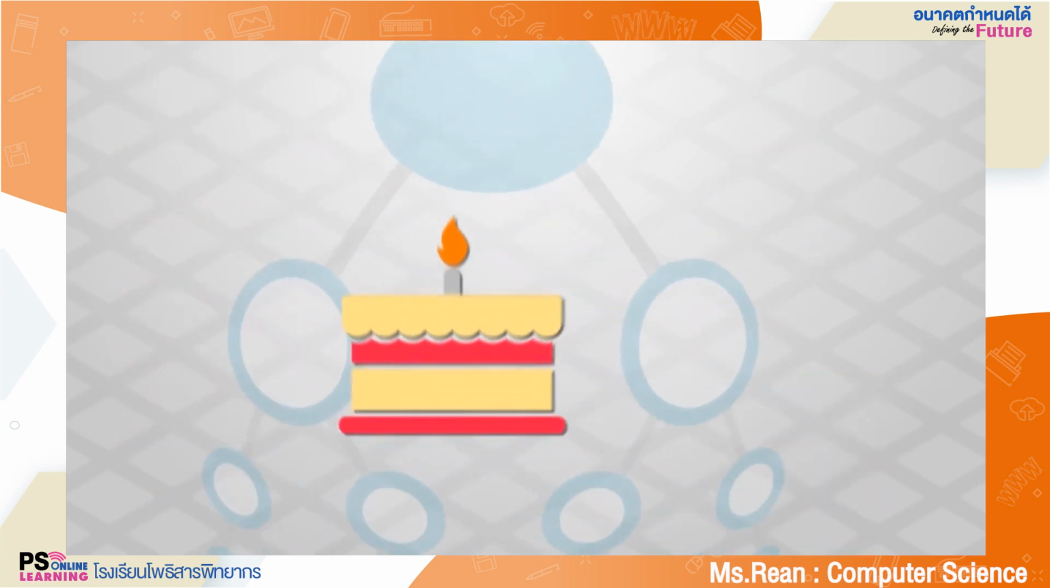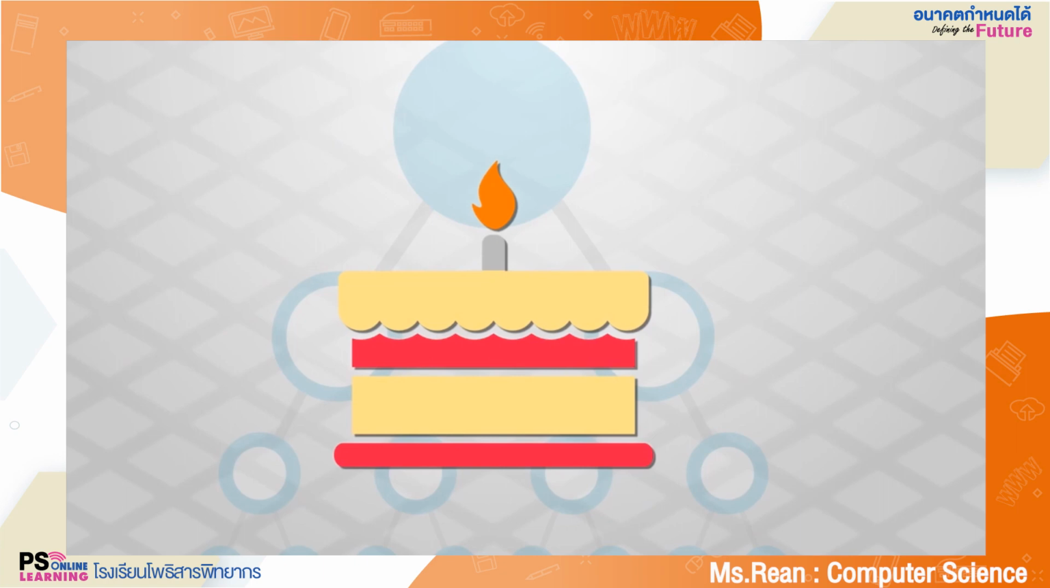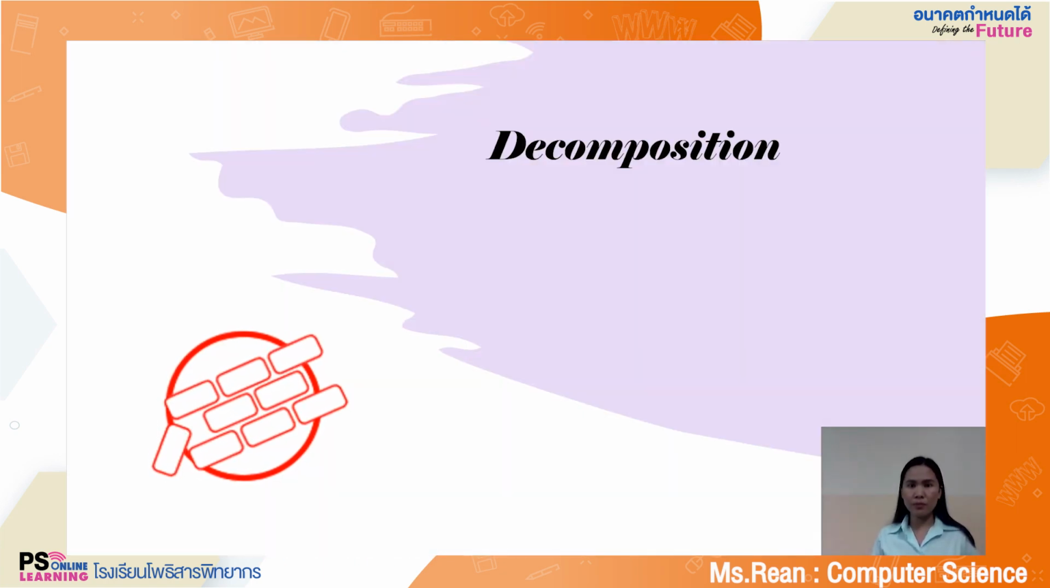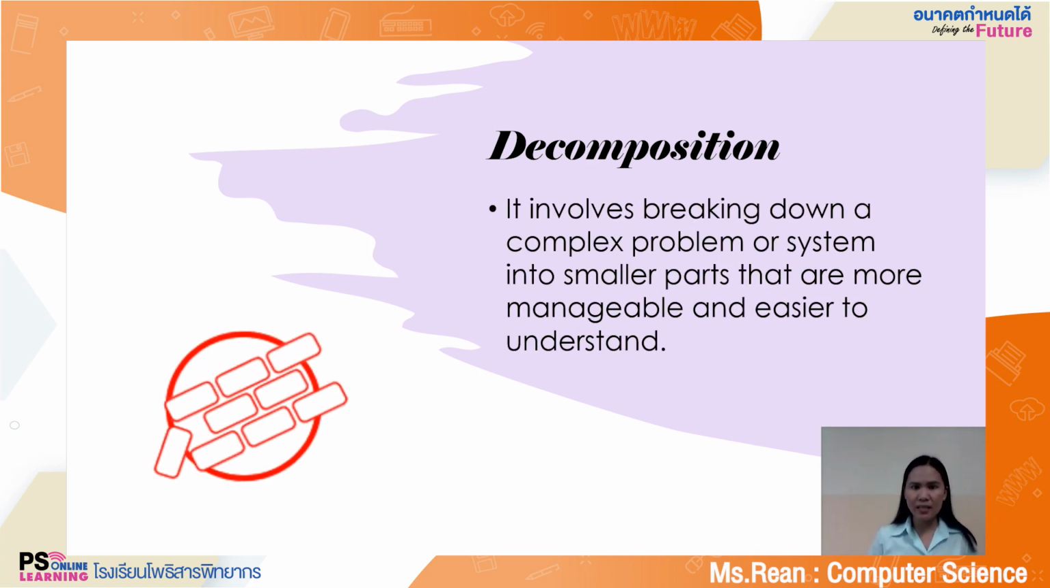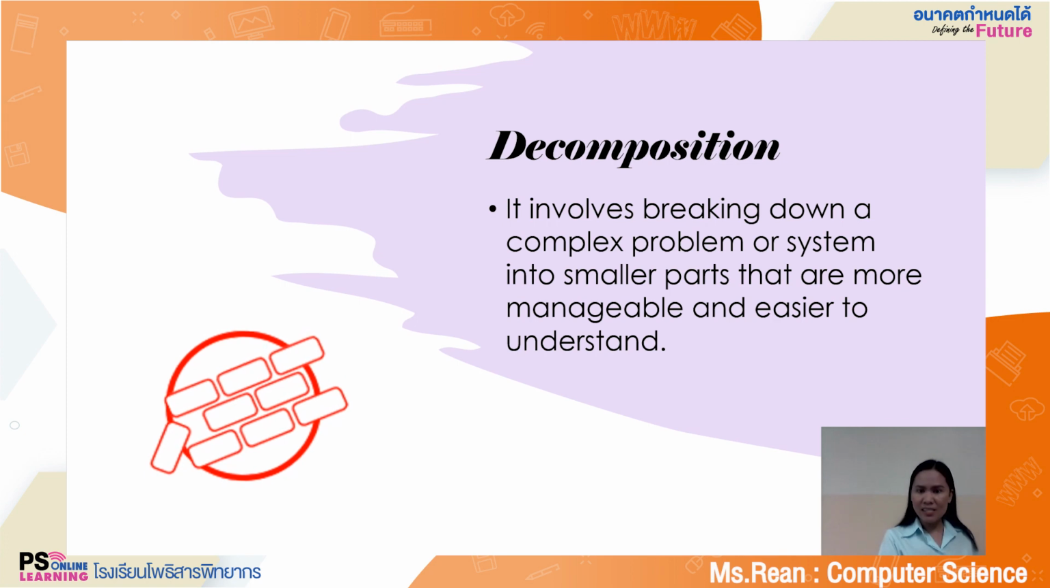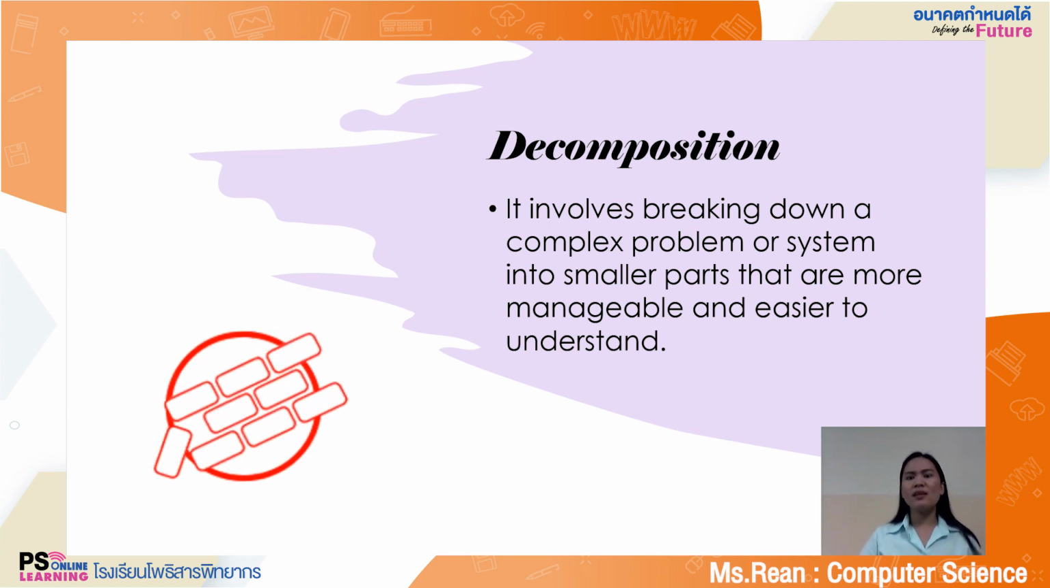You've just reviewed an example of using the decomposition process to plan for making a cake. So decomposition involves breaking down a complex problem to make it easier to understand. When I say complex problem, complex means big or complicated problem. So decomposition, breaking down a big or complicated problem to make it easier to understand or easier to manage.